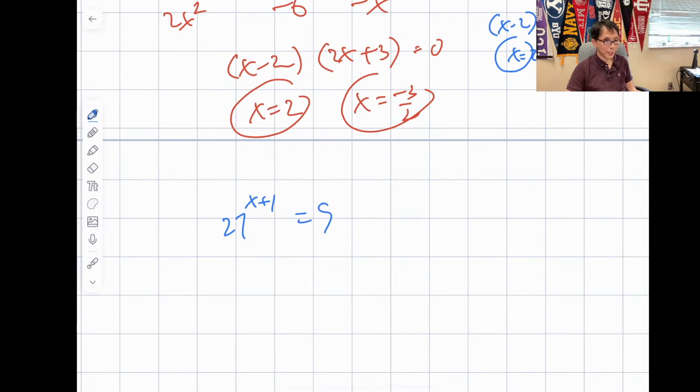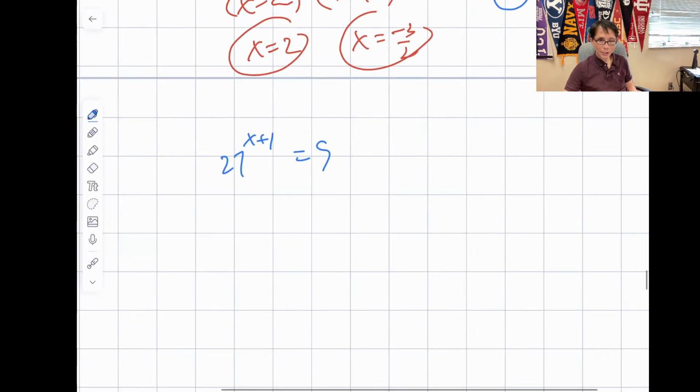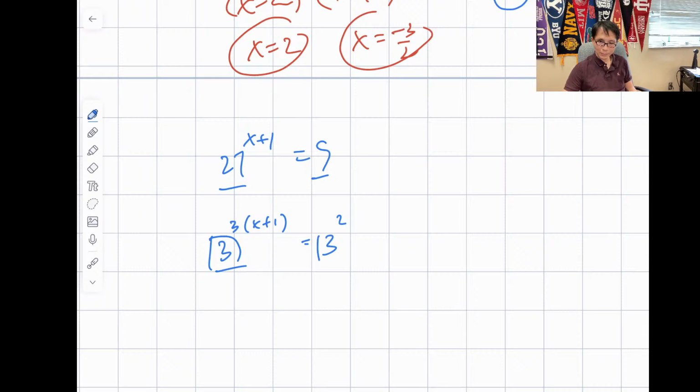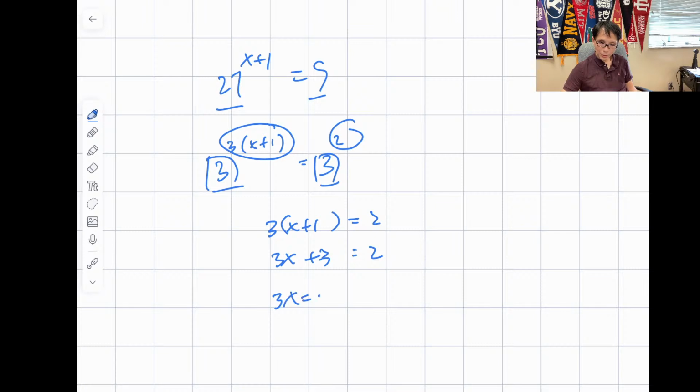I'm almost there though. Okay, so this is called a common base equation. Keep it down. Common base. So 27 and 9, what do they have in common? 3 to the third. And that's an exponent rule, right? So 3 to the second. Now this base 3 is the same, so the exponents equal each other, and you solve the problem. So it'll be 3x plus 3 equal to 2. 3x equal to negative 1. x equal to negative 1 over 3.